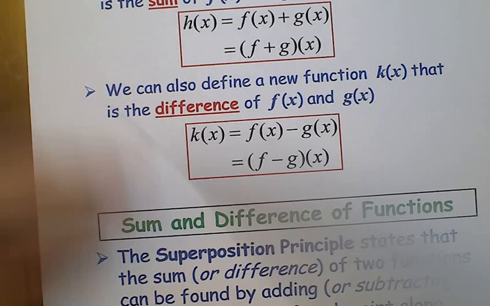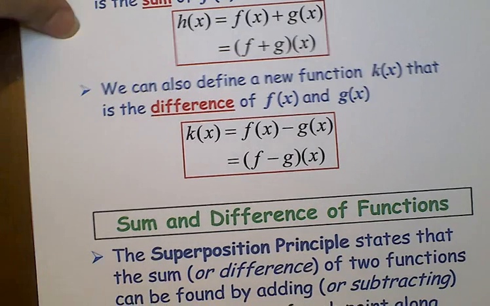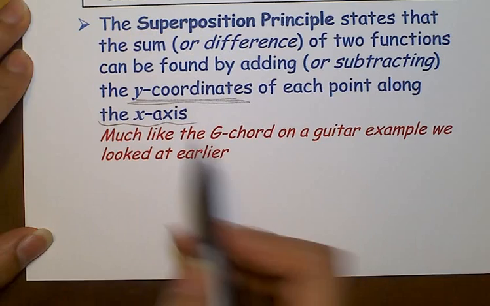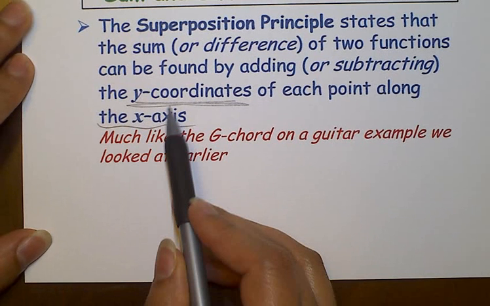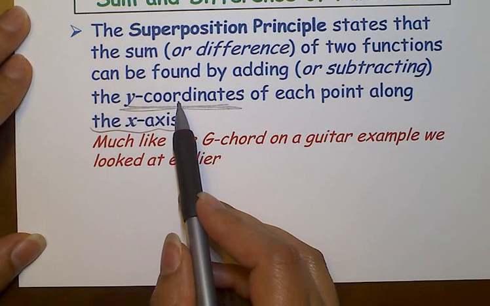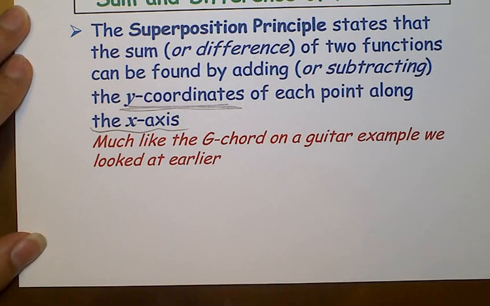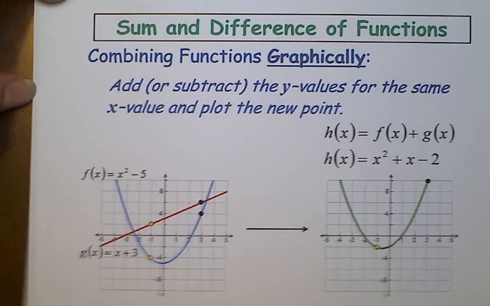Okay, so that's the superposition principle. Essentially what you're doing is you're looking at the same value of x and you're comparing the y-coordinates, and you're either adding or subtracting the y-coordinates of the different functions. Okay? So let's take a look at some examples of combining functions graphically, and then we'll look at combining functions algebraically. So, combining functions graphically.